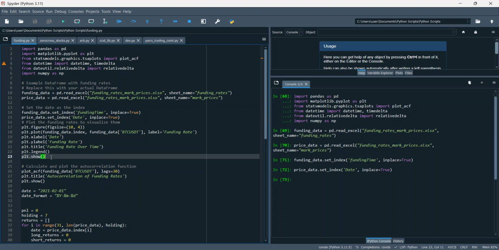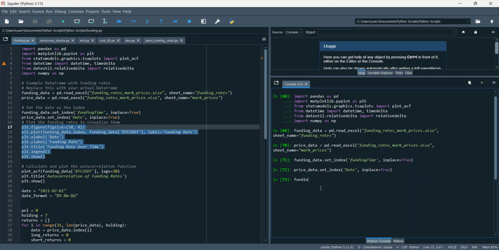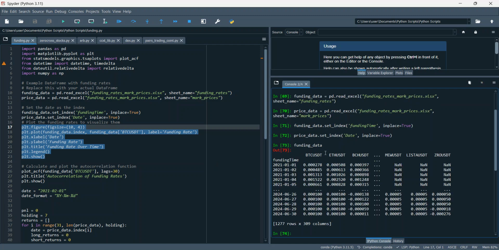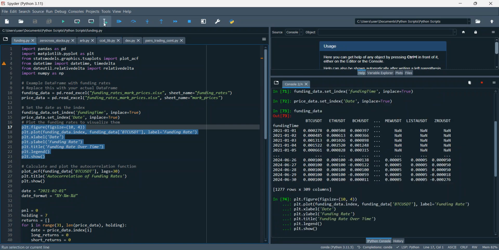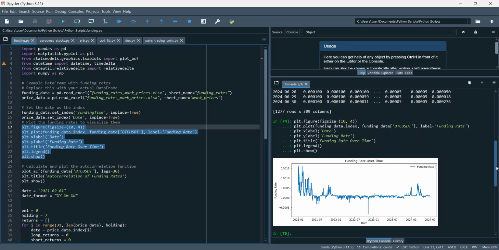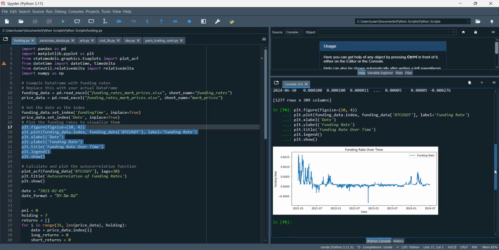Now we can visualize. Let's first look at the funding data and see how it looks. You see there are more than 300 perpetuals, and these are their funding rates. Now we can select, for example, the BTC USDT perpetual, and visualize its historical funding rate. Let's do this. Yeah, as you see, mostly the Bitcoin funding rate was positive historically.